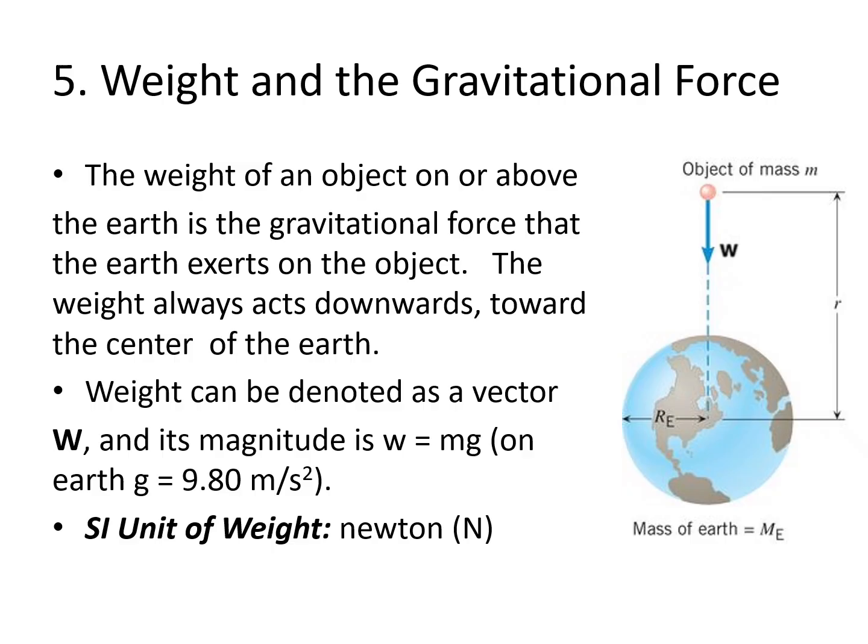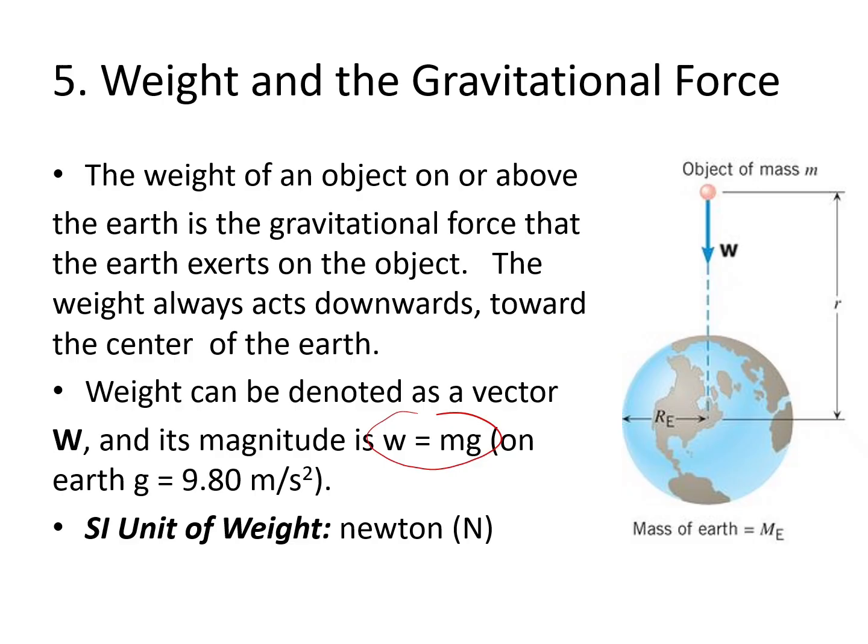On a small diagram, we usually draw the weight vector straight downward and label it W or sometimes mg. The magnitude of the weight is given by W equals mg, where m is the mass of the object and g is the magnitude of the acceleration due to gravity.